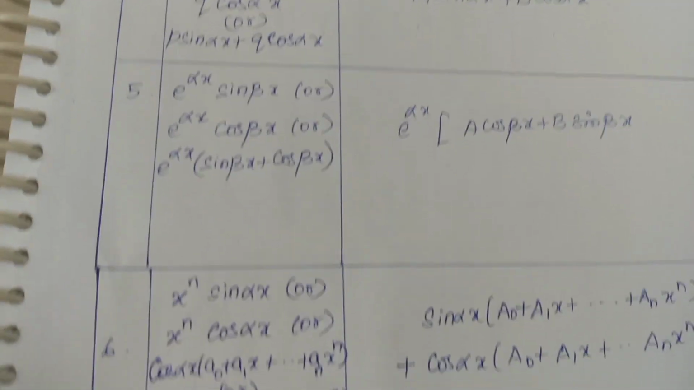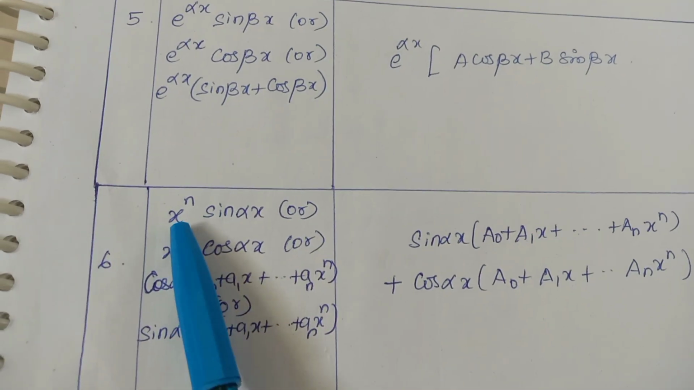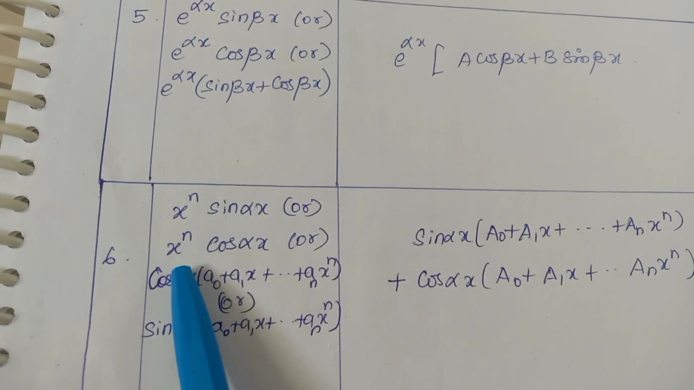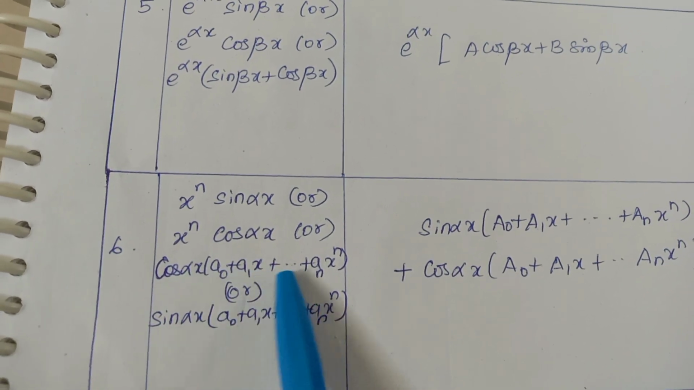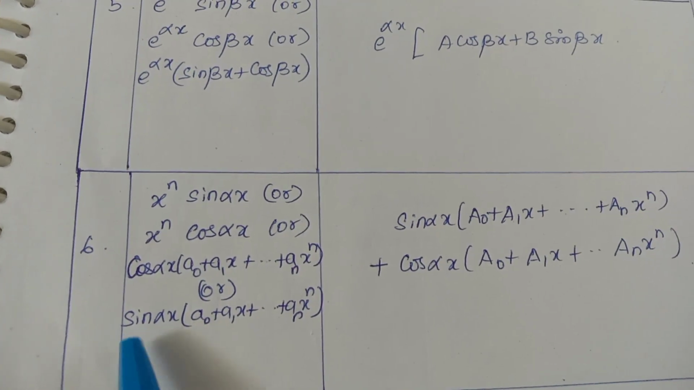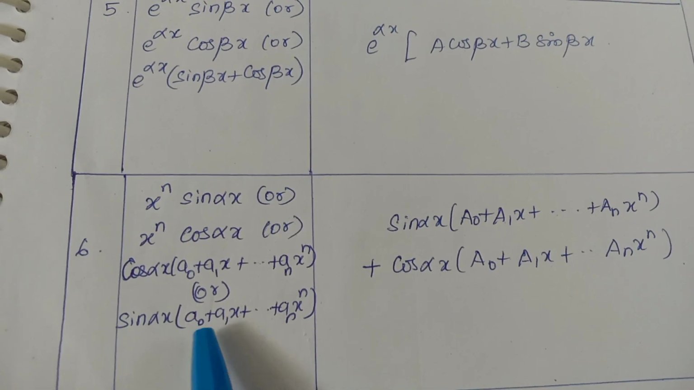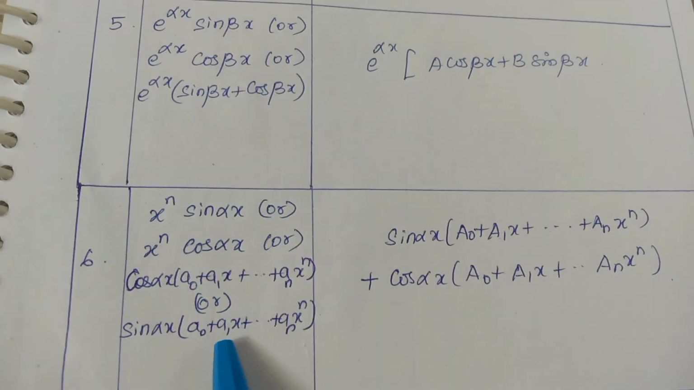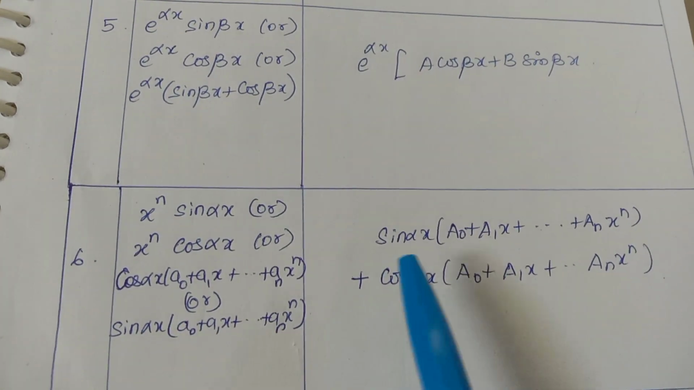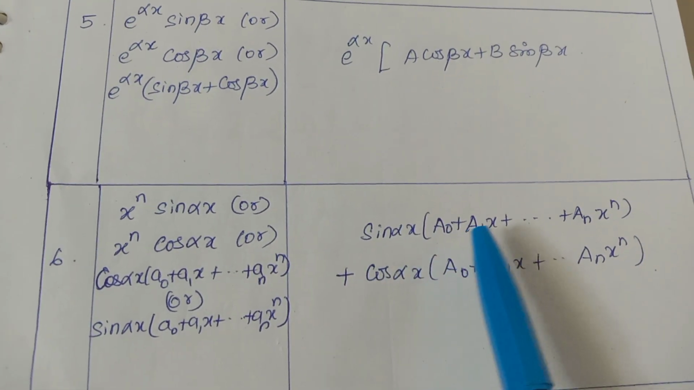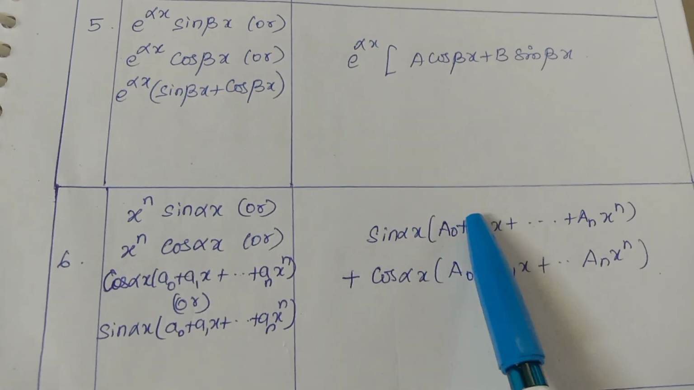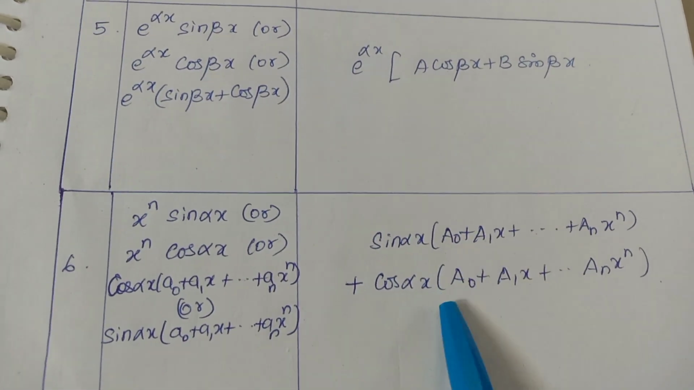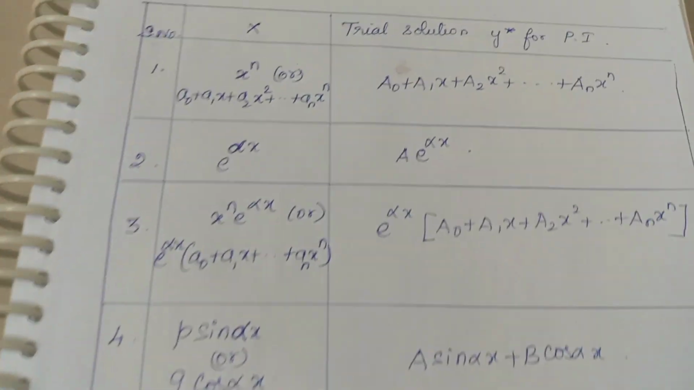Then the final one is combination of x power n with sin alpha x or x power n with cos alpha x, that is cos alpha x with linear combination of x, sin alpha x with linear combination of x. In all these four cases, simply the solution is sin alpha x into a0 plus a1x plus etc. an x power n plus cos alpha x into the same. So combination of these two should come. So these are the 6 different cases for assuming the trial solution.